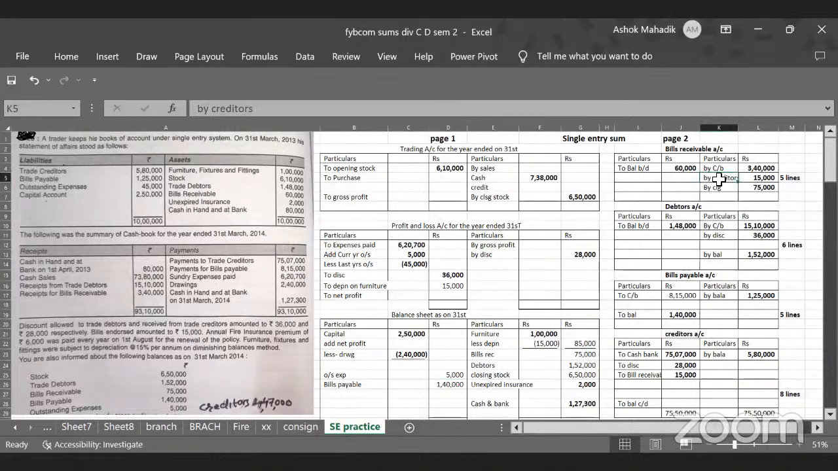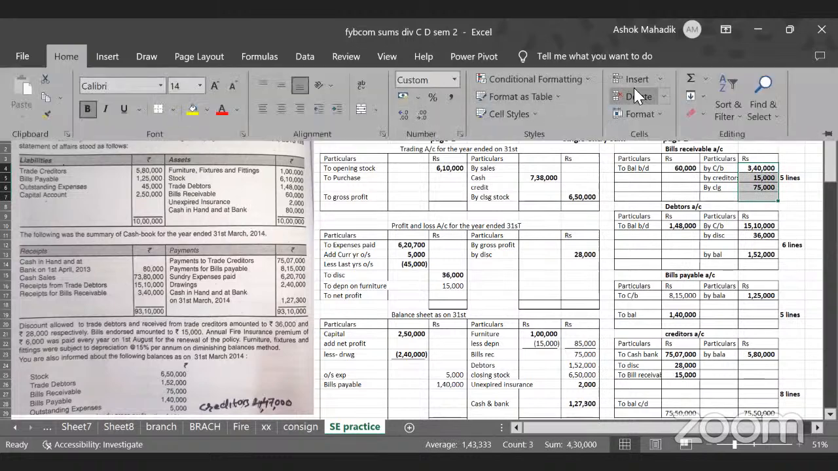So always start with bills receivable account first. Always remember you have to make accounts in this order only. Why? Because whatever balancing figure you get in bills receivable, it will be transferred to debtors account. Same way, whatever balance you will get in bills payable, it will be transferred to creditors account. So I have made them in this order. Now let us close the accounts quickly.